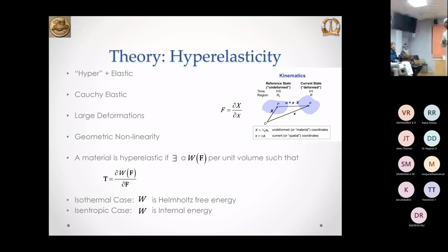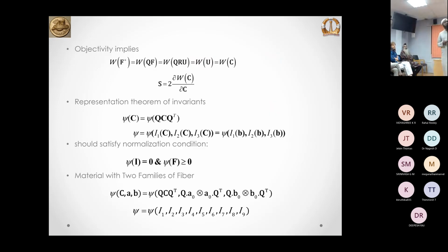Small x are the points in the undeformed and the deformed configurations of a solid. So if there exists a W, which is a function of F, defined per unit work, such that we are able to get the stress out of this derivative, then that material is called hyperelastic. If it is an isothermal case, then W will be the Helmholtz free energy, and if it is an isentropic case, W will be internal energy. In our case, W is taken as Helmholtz free energy, isothermal conditions.